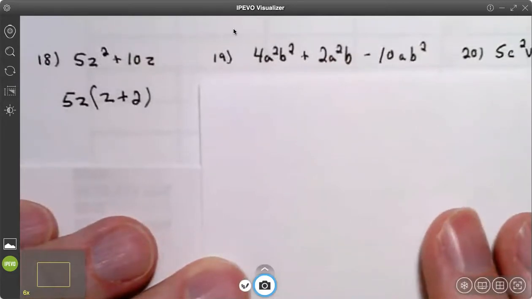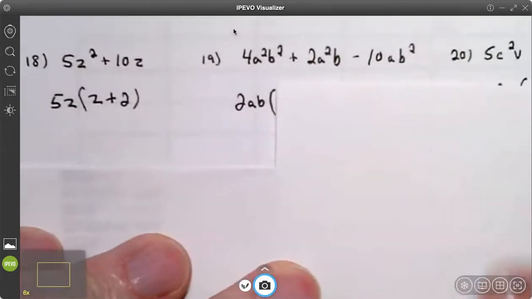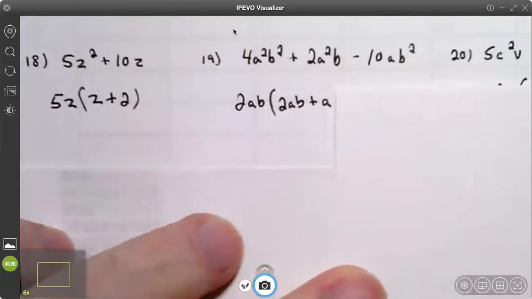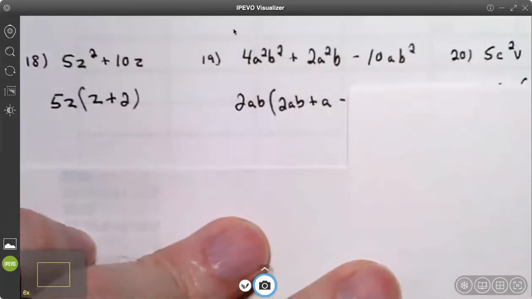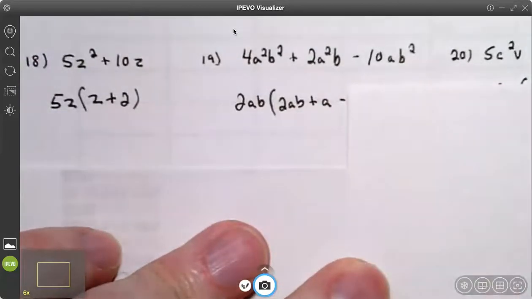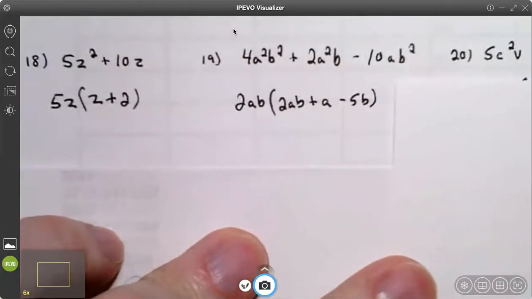Number 19, your greatest common factor is 2ab. That's going to leave you with 2ab on the first term, a on the second term. You took the 2 out, the b out, and one of the two a's, left with 1a, and negative 5b on the third term.